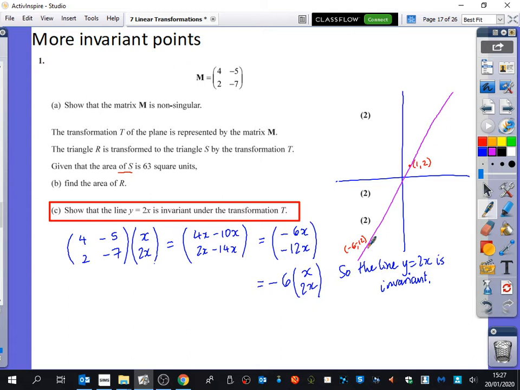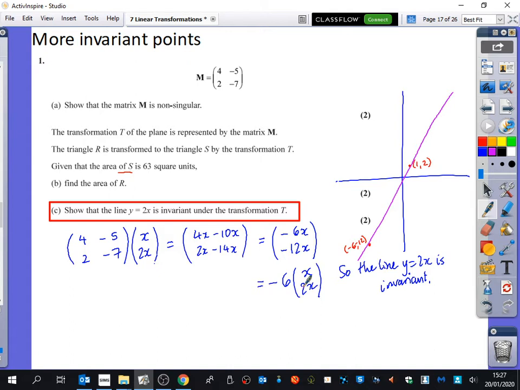So if you ever get asked to show that a particular line is invariant, we don't need to do that really long, quite challenging process that we did previously. We can actually just apply the transformation to the x coordinate and the y coordinate in terms of x, and then hopefully we can show that it's still a factor of that particular thing for it to be invariant. So okay.